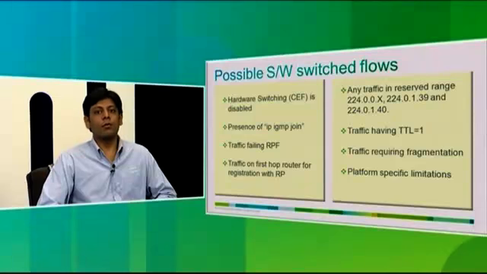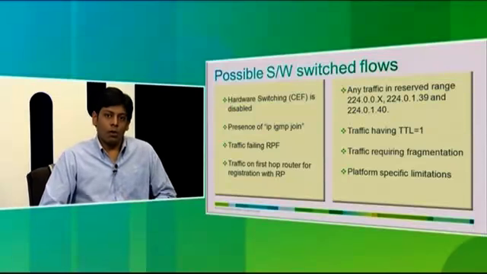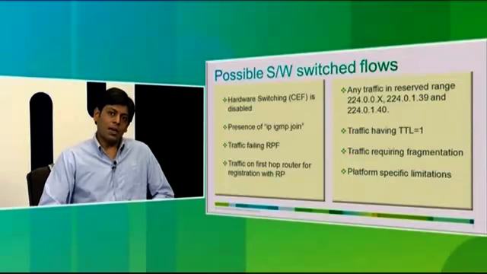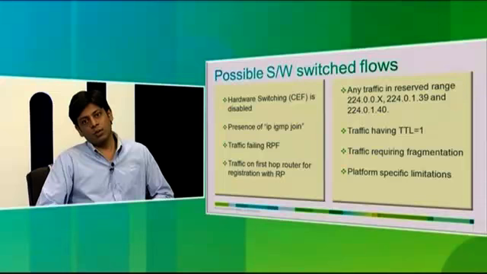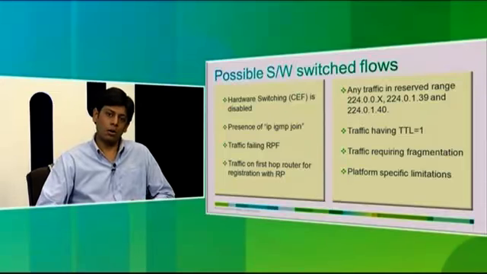But now let's look at a few problems that could be related to the multicast traffic itself. For example, if multicast traffic has a destination IP in the range 224.0.0.x, or has a multicast destination IP of 224.0.1.39 or 224.0.1.40, then these groups are always switched in software.